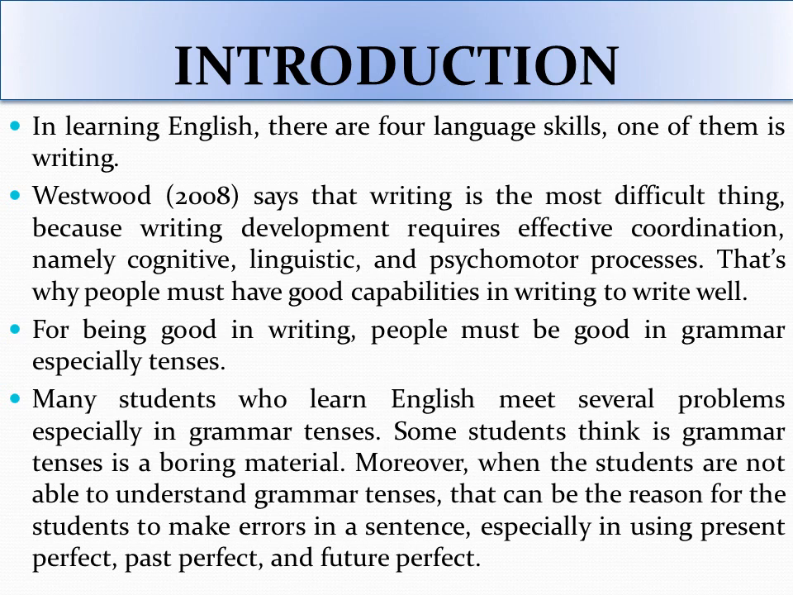For being good in writing, people must be good in grammar, especially tenses. Many students who learn English meet several problems, especially in grammar tenses. Some students think grammar tenses is a boring material. Moreover, when the students are not able to understand grammar tenses, that can be the reason for the students to make errors in a sentence, especially in using present perfect, past perfect, and future perfect tense.